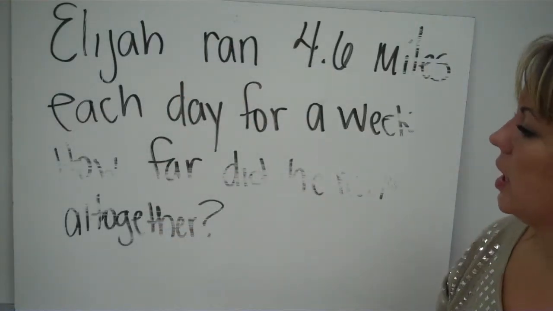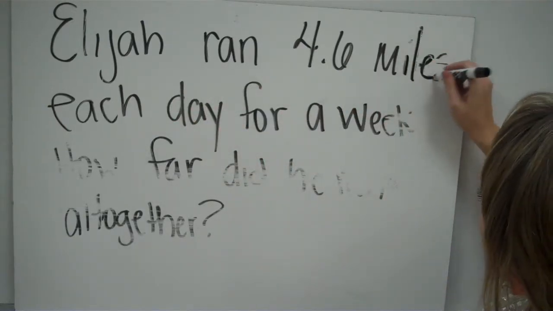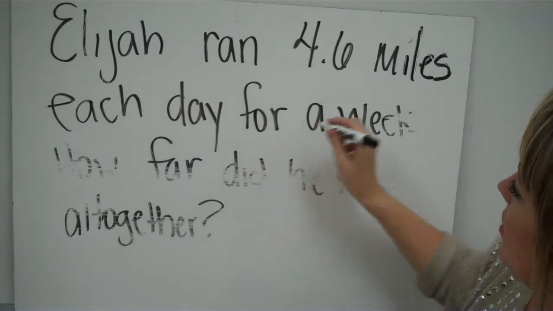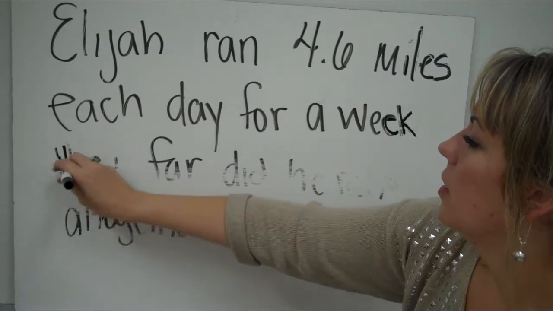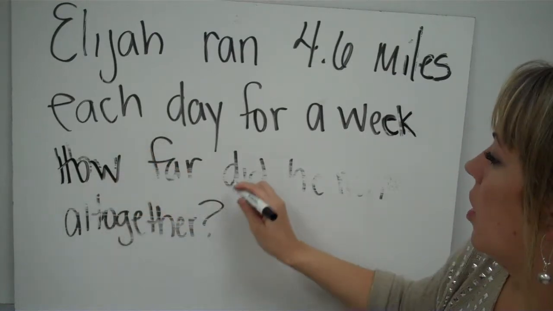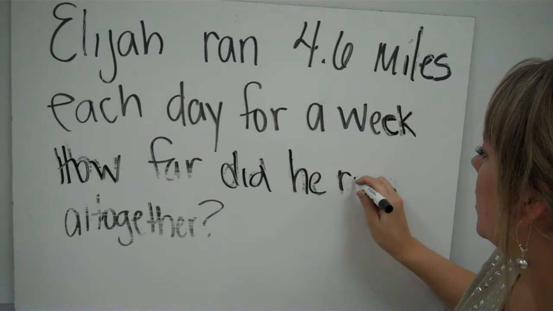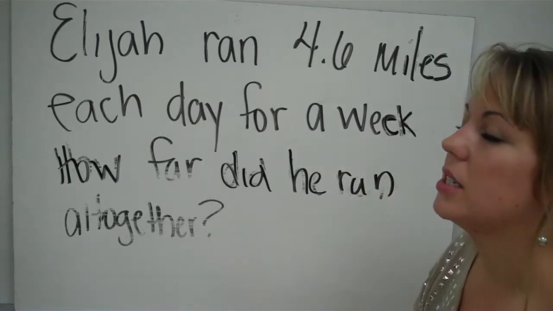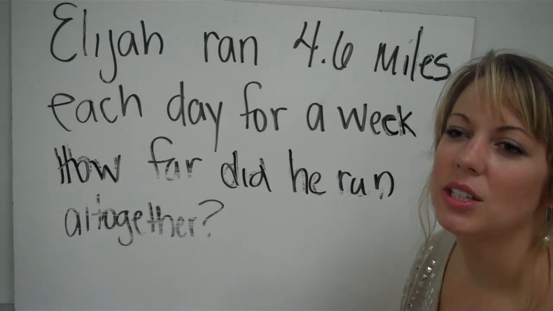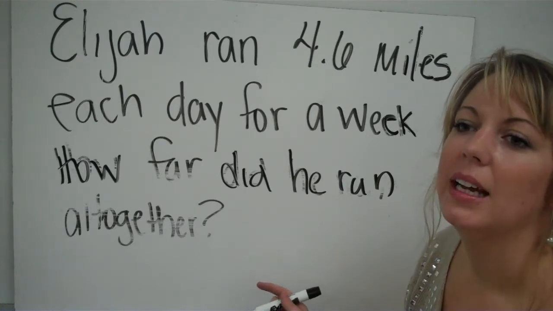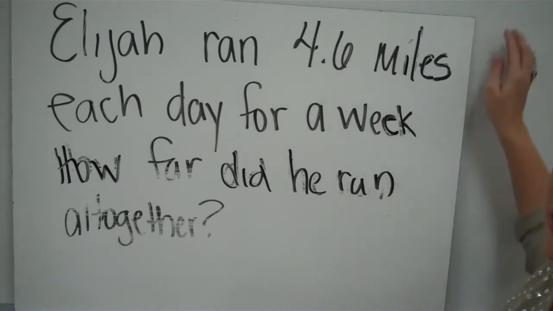This is what it says. Elijah ran 4.6 miles each day for a week. How far did he run altogether? And I want you to try to set this up for me, and then I will solve it with you, okay?